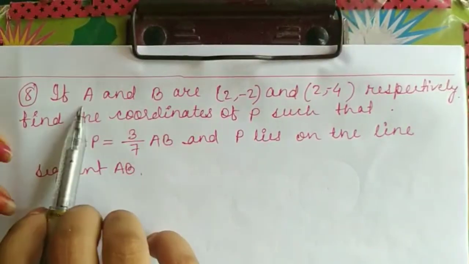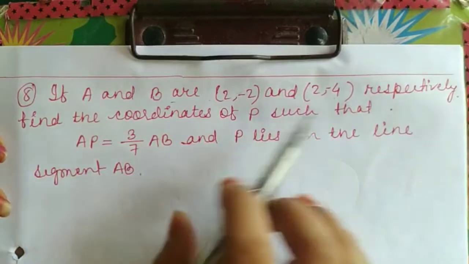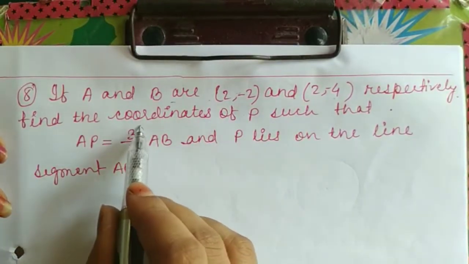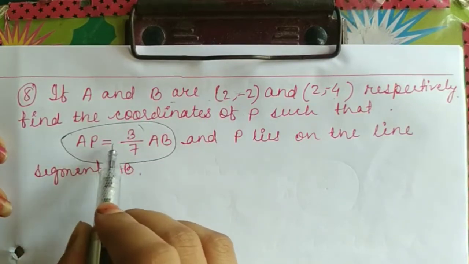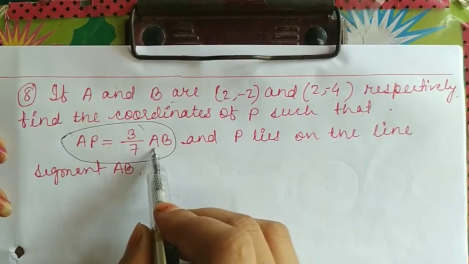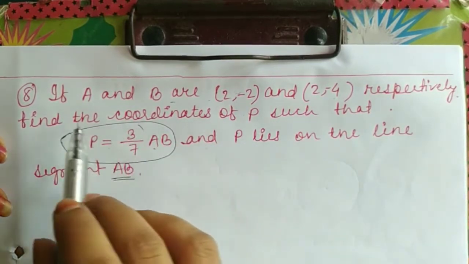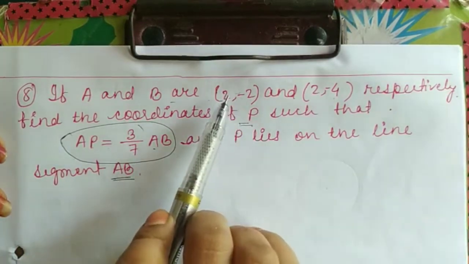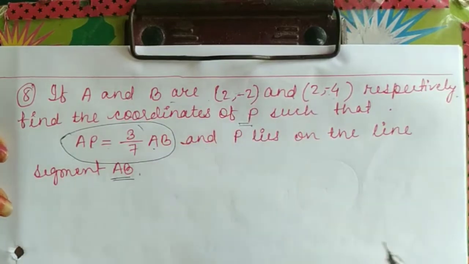Question number: if A and B are these two coordinates of A and B respectively, find the coordinates of P such that a condition is given there. The condition is this one: AP equals 3 by 7 of AB, and P lies on the line segment AB. That means we have to find the coordinates of P, and the two endpoints A and B are given here.